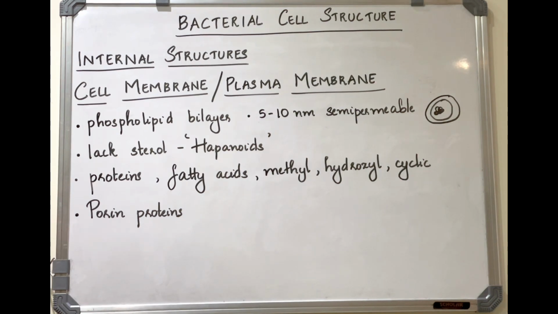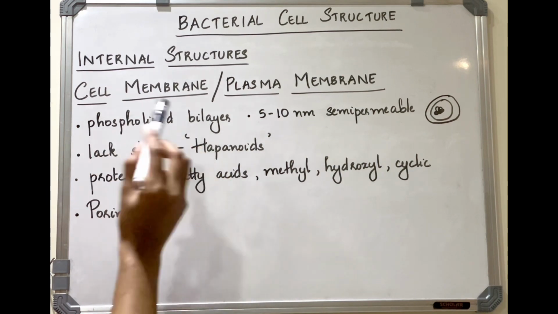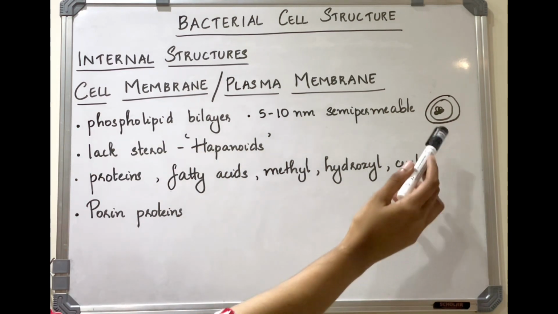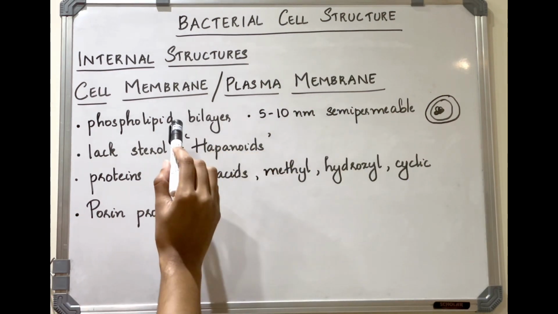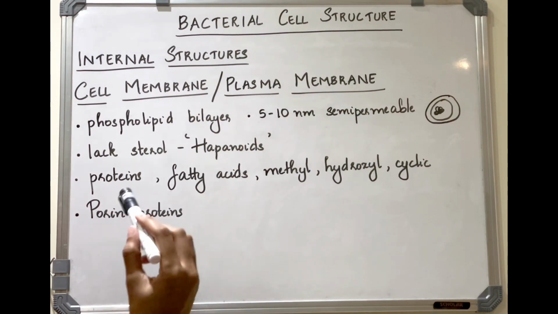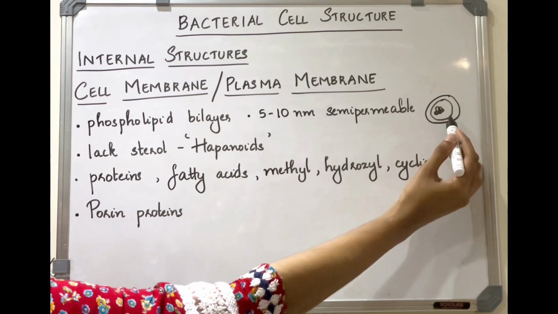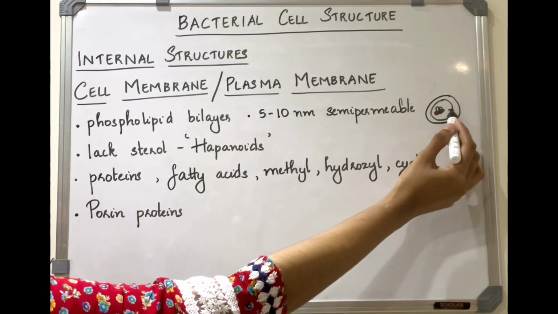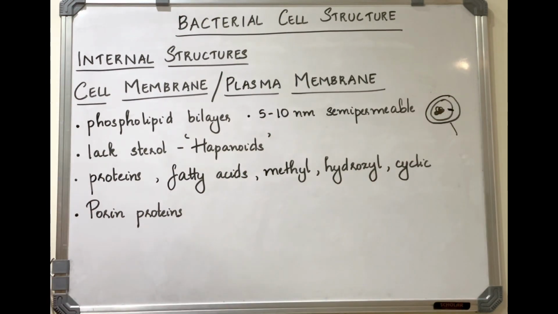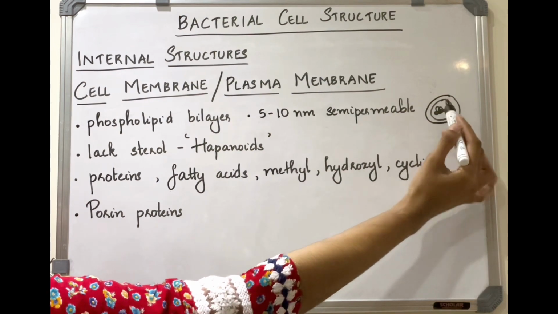So first, let's see what is the cell membrane, which is also called the plasma membrane. Now, the cell membrane is the innermost phospholipid bilayer. So as you can see, if this is a cell, now this phospholipid bilayer is present just beneath the cell wall enclosing the cytoplasm. Now, if this is the cell wall, then this is the cell membrane. It is the innermost phospholipid bilayer, present beneath the cell wall and enclosing the cytoplasm.